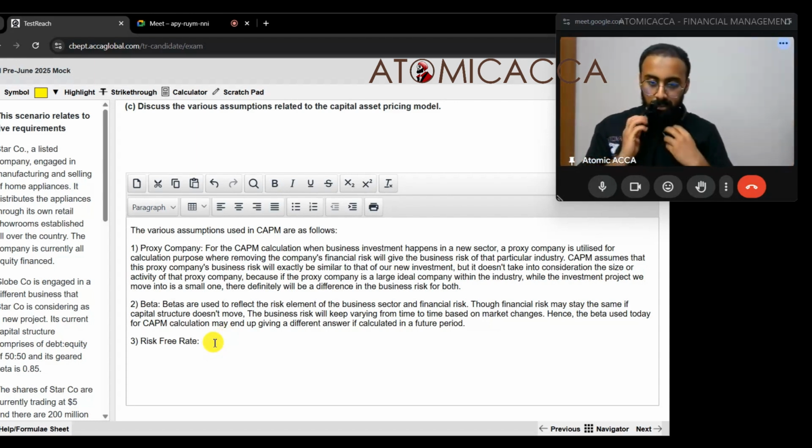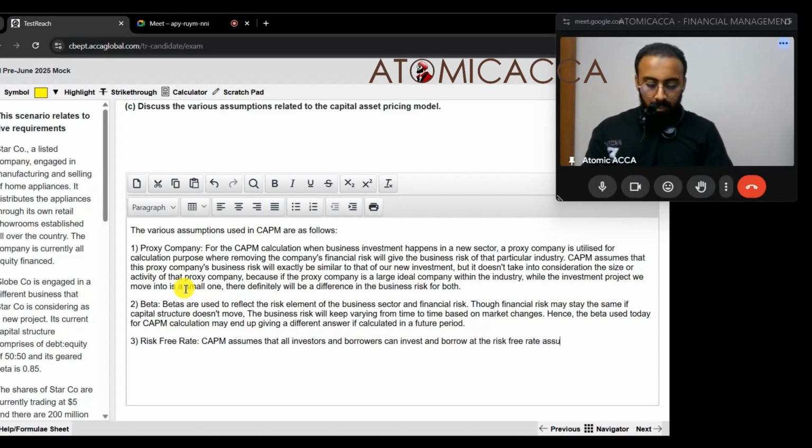Okay, so risk-free rate. What is the assumption? CAPM assumes that all investors and borrowers can invest and borrow at the risk-free rate, assuming the existence of a perfect capital market. So let's write that as the next point: perfect capital market.